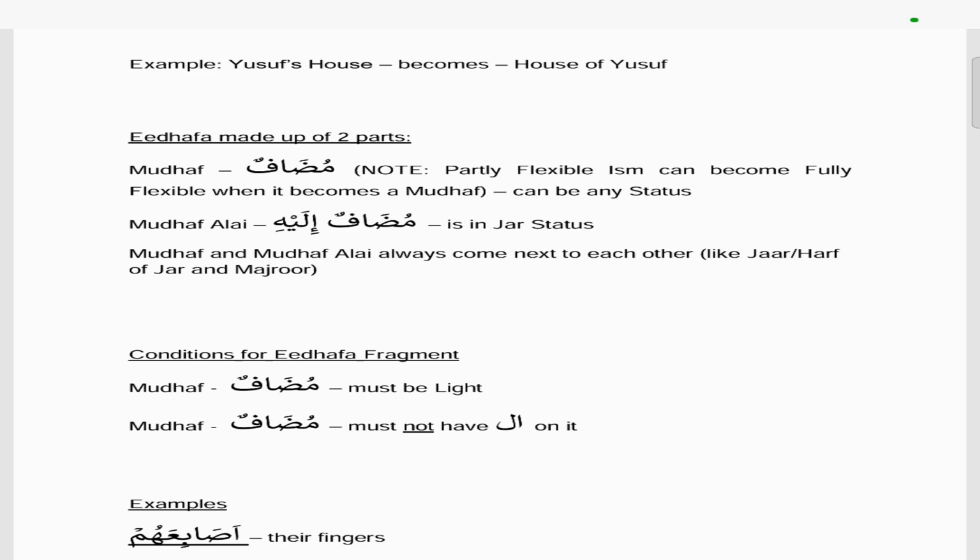The mudaf and the mudaf ilay always come next to each other, just like the jar and majroor fragment. Meaning nothing can come in between a mudaf and a mudaf ilay. So that's the common thing that the harf of jar fragment and the idafa fragment share. Nothing comes in between the harf of jar and the majroor, and similarly nothing comes between the mudaf and the mudaf ilay. Whereas the harf of nasab and its ism can be separated.